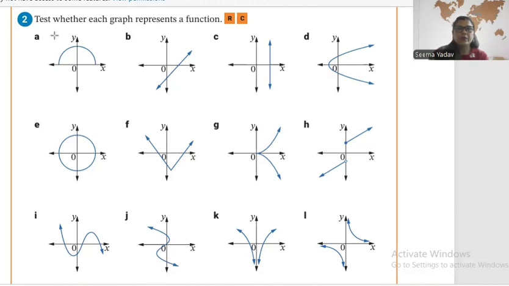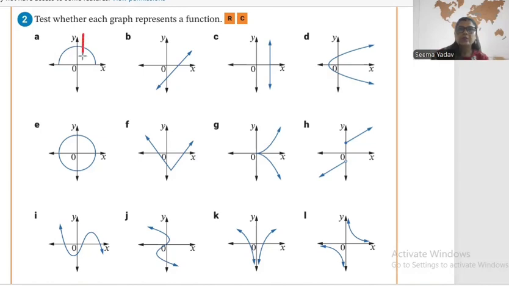The problem is: test whether each graph represents a function. This problem is from Year 10, unit on functions. We can use the vertical line test to determine whether a given graph is a function or not, and let's see how to use it. We just have to draw a vertical line on the graph.